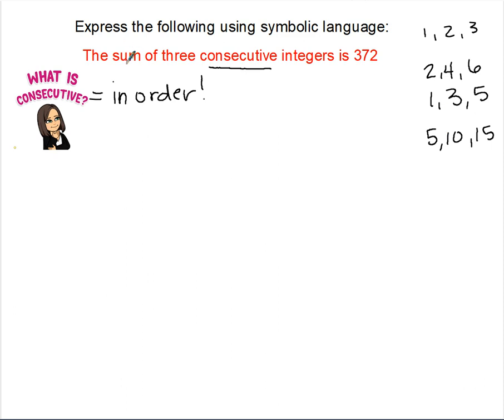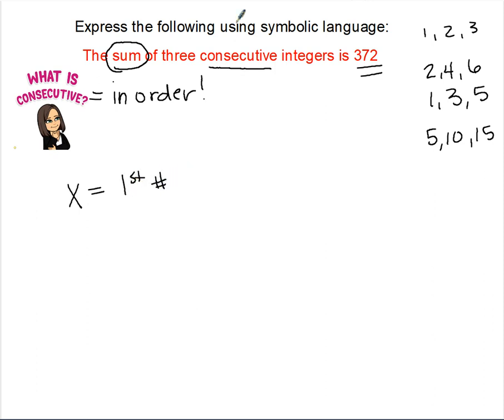So we have another word, big clue. We have a sum. That means we're going to do what? We're going to add. Good. And when we add these 3 numbers up, it's going to equal 372. So let's go ahead and we need to find our numbers. What would our first number be? Do we know it? Absolutely not, right? So we're just going to call it x. And we're going to say that's our first number.